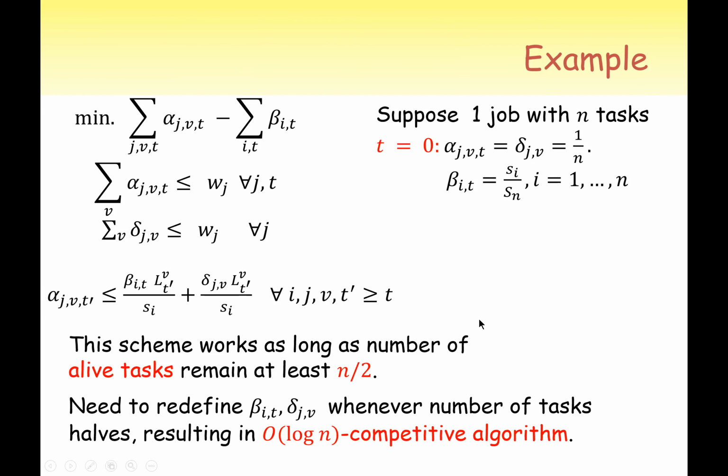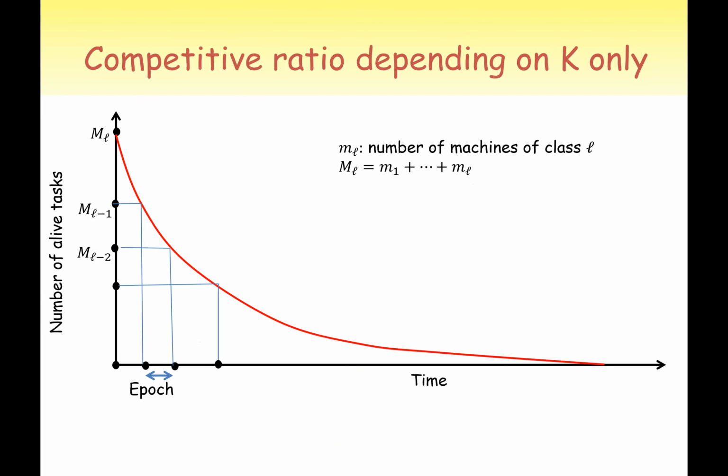So that's why you may have to redesign these variables once the number of tasks goes below n by 2. If you want to just show a log n competitive algorithm, then this kind of scheme will work, where you update your dual solution each time the number of tasks associated with the job halves. So this is the picture essentially we want to look at. This is the left hand side. On the y-axis we have the number of tasks, and m_l is essentially the number of machines still of the first L class, capital M_L. Initially you may have a lot of tasks, and then they'll reduce and so on.